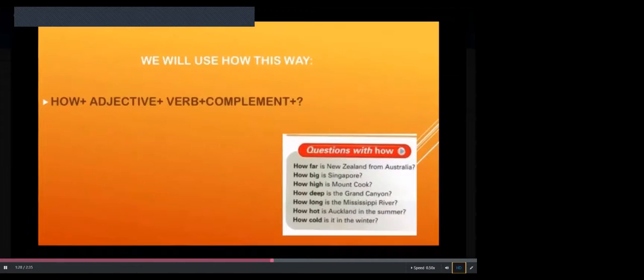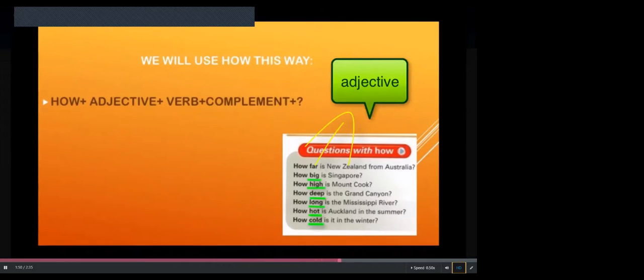We will use how to ask different types of questions. We will use how this way: how plus adjective plus verb plus complement plus question mark. Let's go back to the chart. Notice how, and right after it we have far. Far is an adjective. How big? Big is an adjective. And because we use adjectives, we must use the verb be properly conjugated.